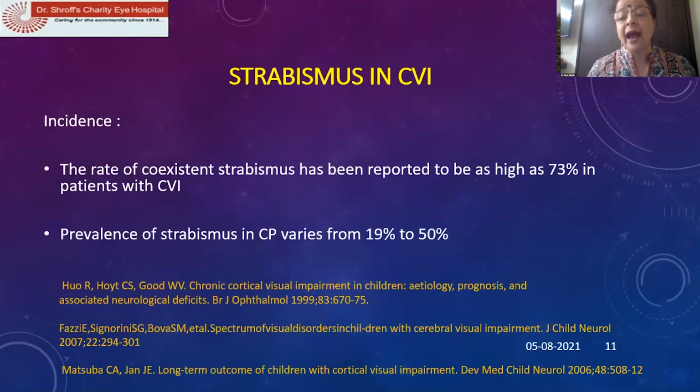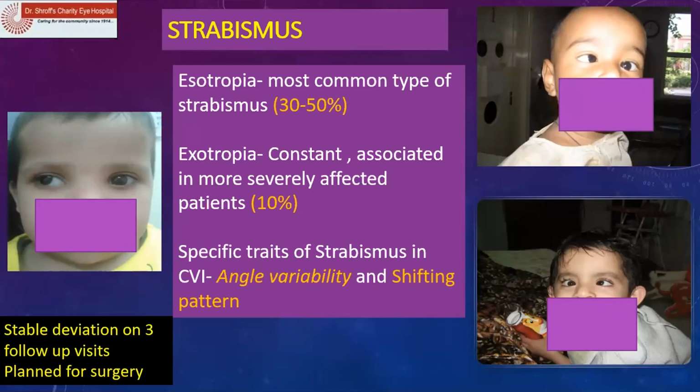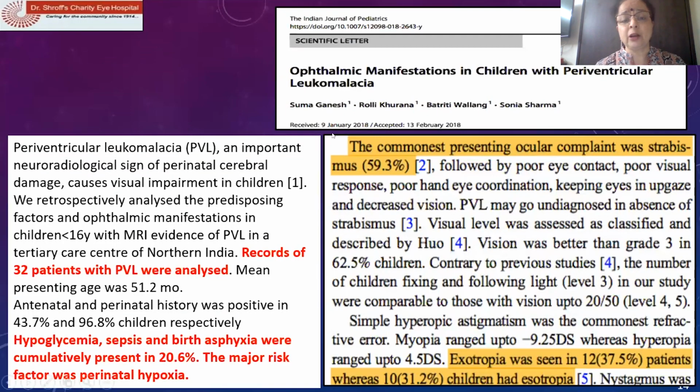Strabismus is seen in as high as 73% of patients with CVI. It may range in cerebral palsy from 19% to 50%. Esotropia is most common. Then we find exotropia and specific traits, like angle variability and shifting patterns. It was published that an important cause of visual and ocular motility dysfunction in children is periventricular leukomalacia. That is why it is important for us to ask for the birth history, and if there are any delayed milestones, we may find them with latent nystagmus, dissociated vertical deviation, or any of the squints which could be present. In our study, which we published in the Indian Journal of Pediatrics, we found that exotropia was seen more commonly than esotropia, and nystagmus was also present.